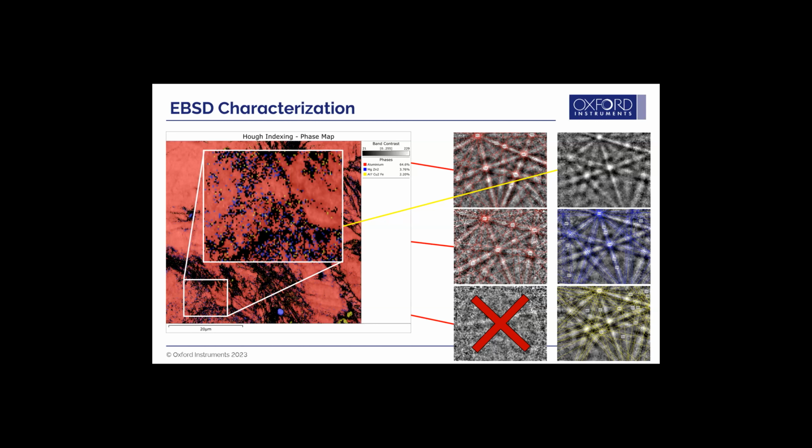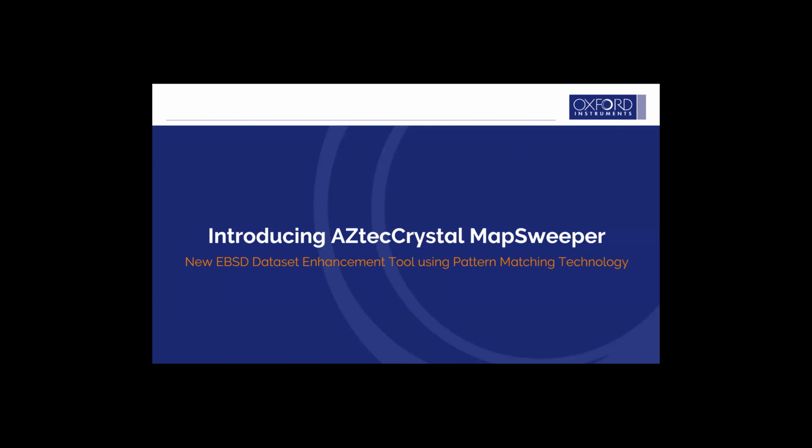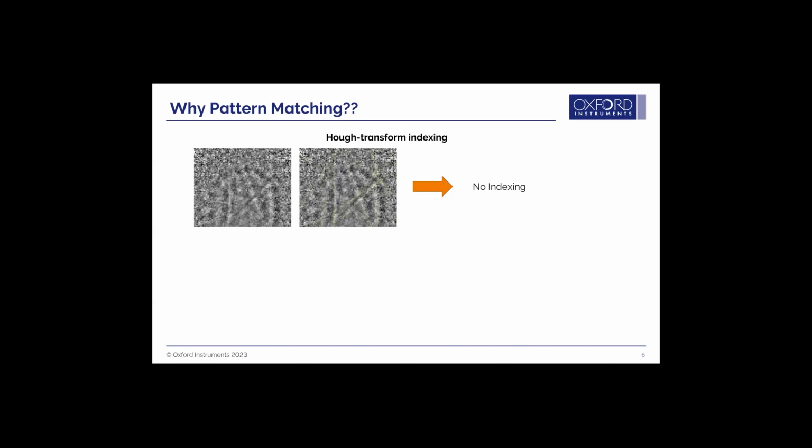What's the solution that we're offering here? So I'm introducing Map Sweeper, and this is something that exists within AZtecCrystal. The whole motive of this was, when we do regular Hough transform indexing, and I'll come back to this, it's kind of a binary situation. You either solve it or you don't. You can obviously measure degrees of how successfully you solved it, how confident you might be in it, but it's kind of a yes or no question.